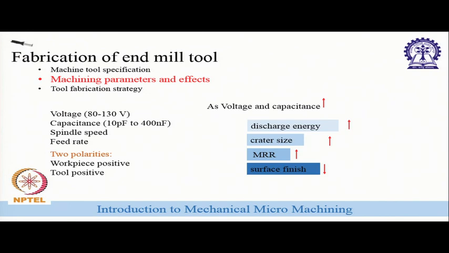So what happens as we increase the voltage and capacitance? That's what happens if we change the machining parameters. If we are increasing the voltage and capacitance, we will demonstrate it later, but what happens is the total discharge energy will be increasing. As the discharge energy increases, more material will be carved out from the workpiece, so the crater size will be increasing. As the crater size increases, or more material is removed, the MRR will be increasing. But that will be affecting the surface quality. So the surface quality will be diminishing, or surface roughness will be increasing.